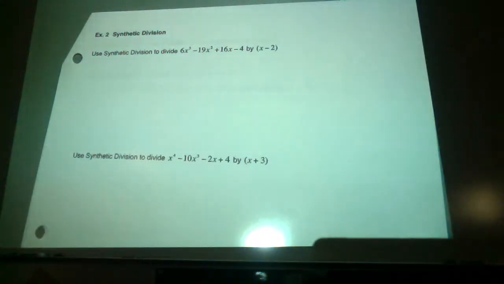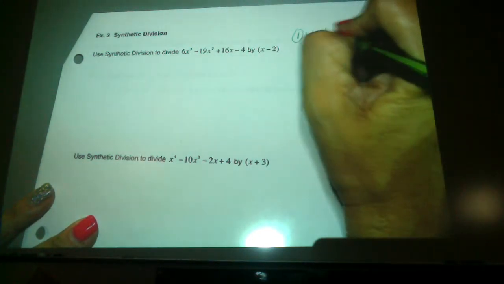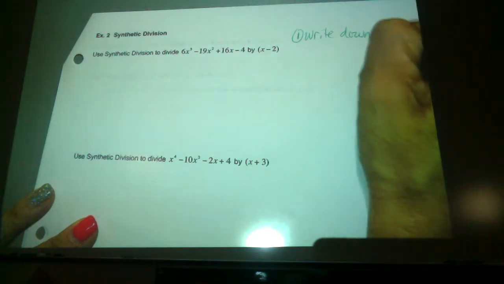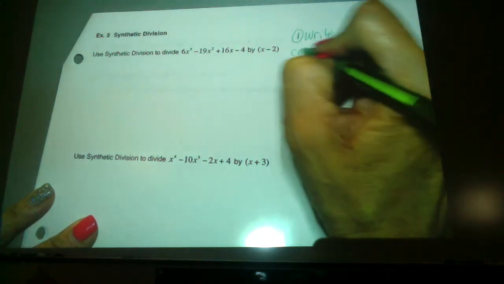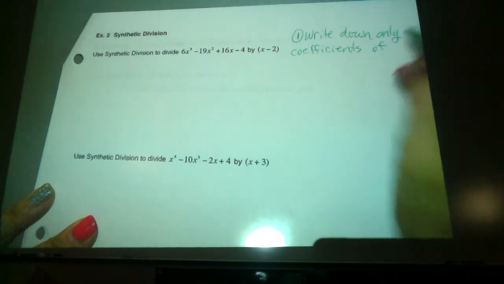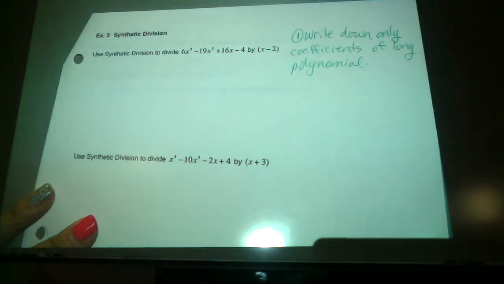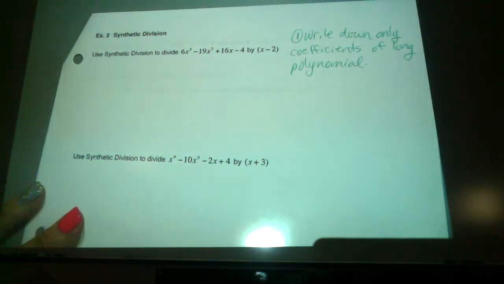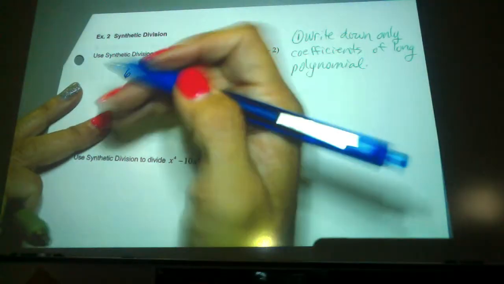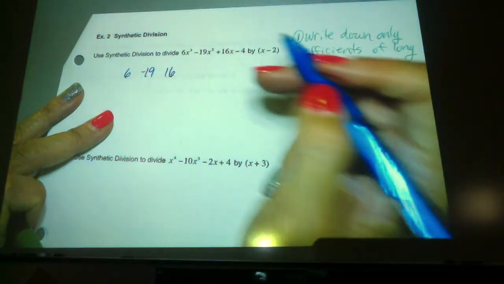So the very first step, step 1, you're going to write down only the coefficients of the long polynomial. Synthetic division is a shorthand version of long division, polynomial long division. So I'm going to write down my 6 and save some space, negative 19, 16, negative 4.